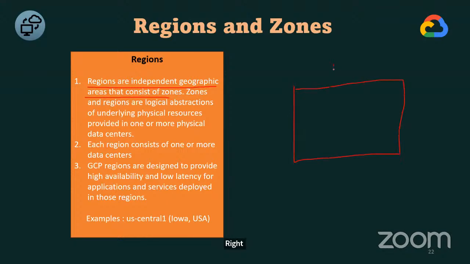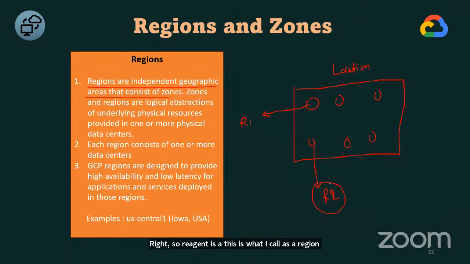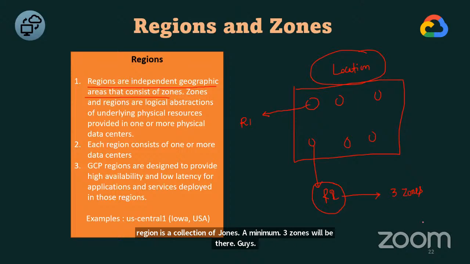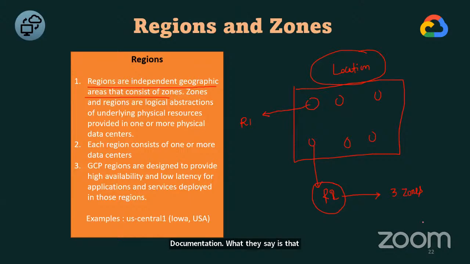For example, if I take a location, you will be having multiple regions, right? This is what I call region 1. This is region 2. A region is an independent geographic area in a location which consists of zones. Each region is a collection of zones. So minimum 3 zones will be there, guys. As per the GCP documentation, every region will have minimum 3 zones. So that is the reason 37 into 3.